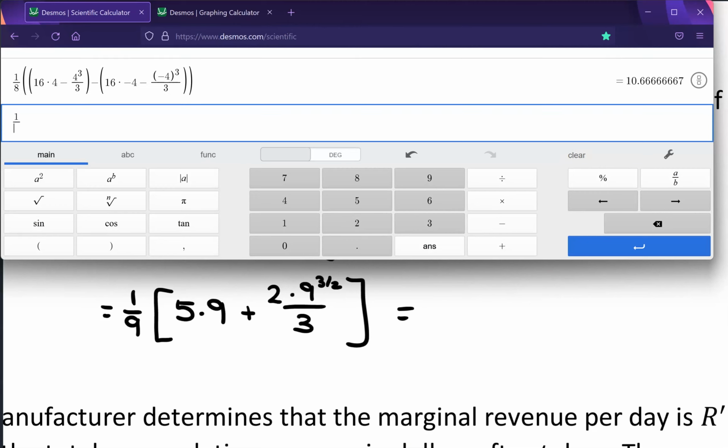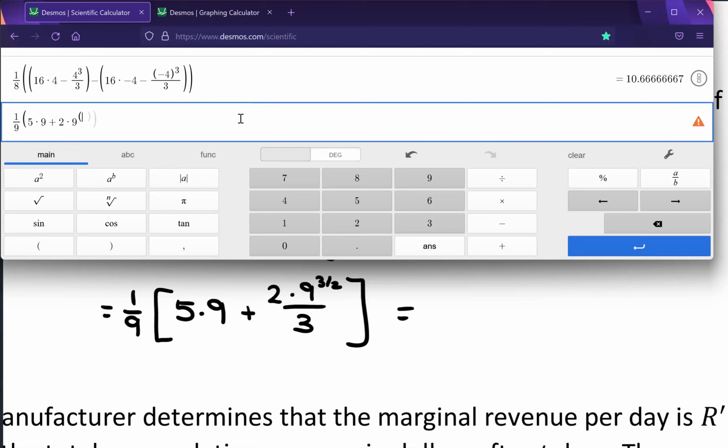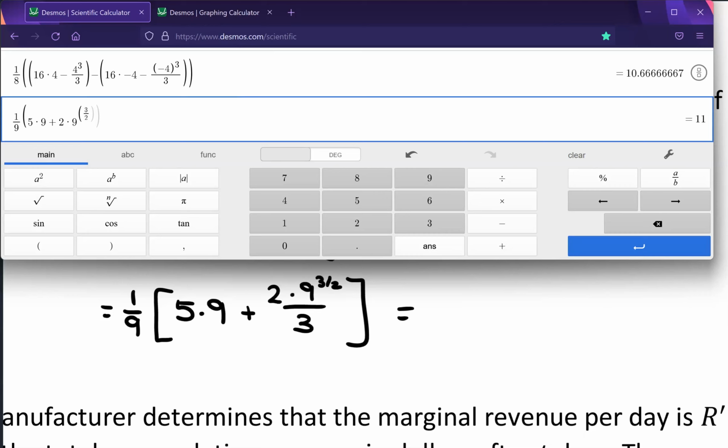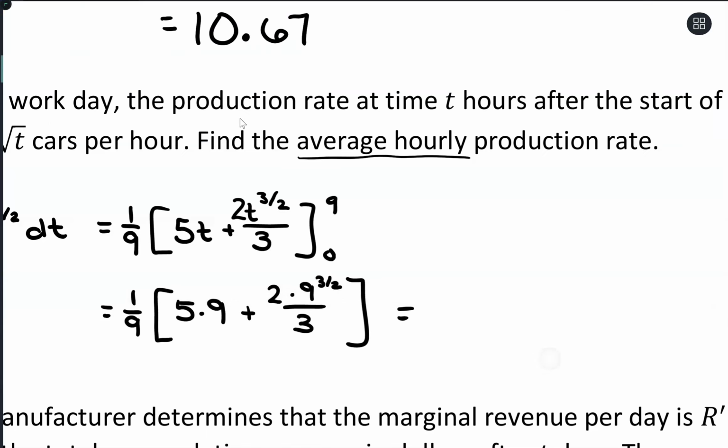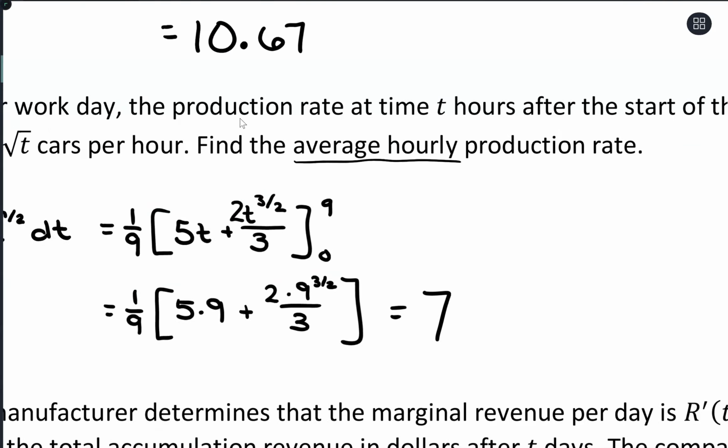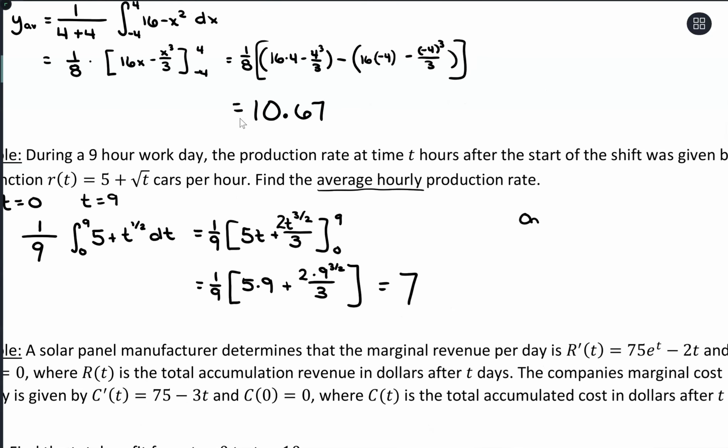So let's see, a 1/9 on the outside, and then that's going to be multiplying with 5 times 9 plus 2 times 9 to the, and I'm going to use parentheses here for 3/2. And then that needs to be divided by 3. So 7. So on average, 7 cars are produced per hour.